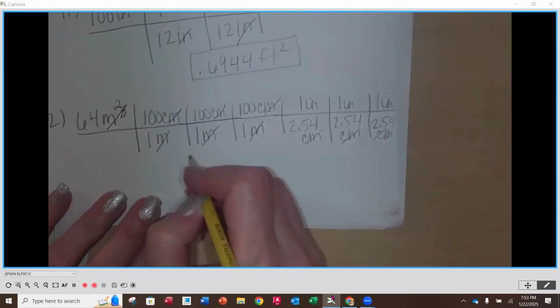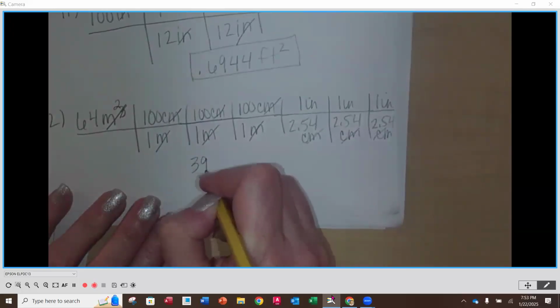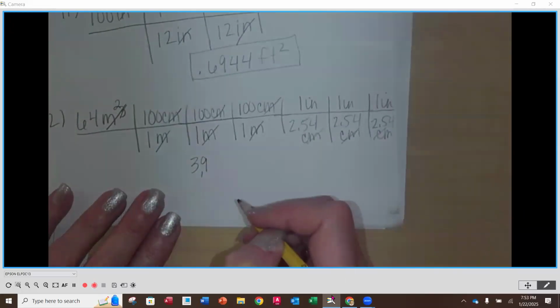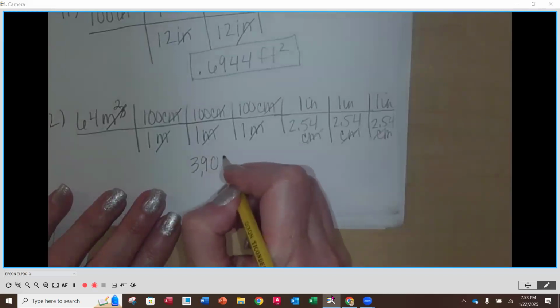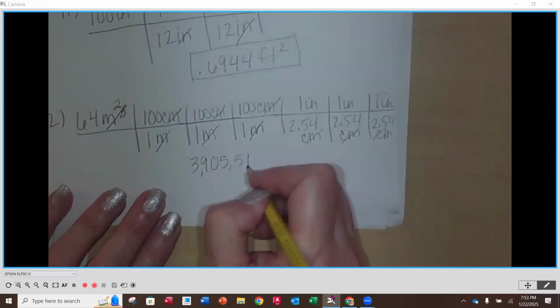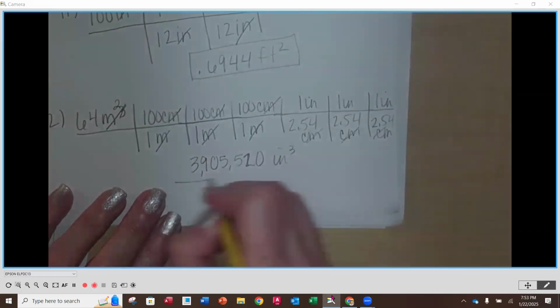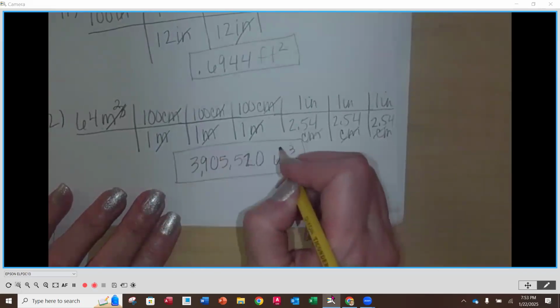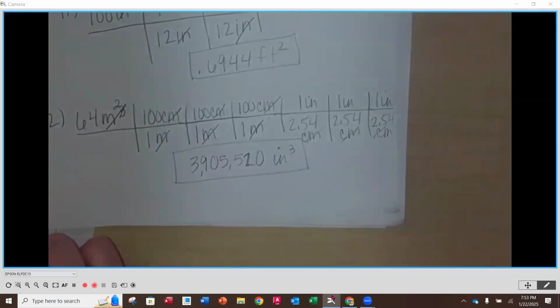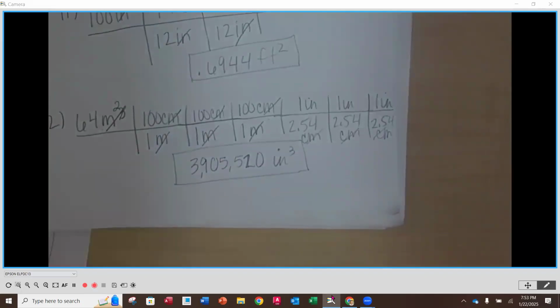And I got 3,905,520 inches cubed. I did not double check that, but does that look like a correct number? Did anybody else get the same number or no? Yeah, I've got a confirmation. So 3,905,520. I got 519 point blah, blah, blah.